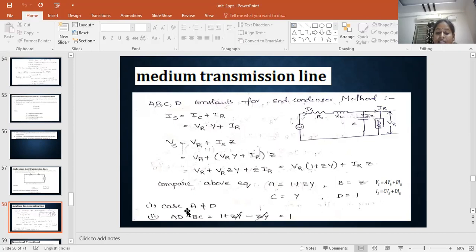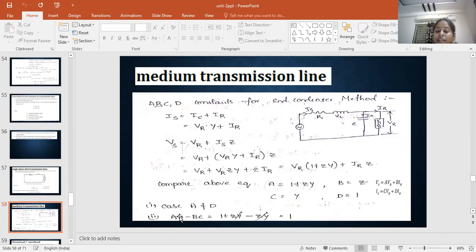In the first case, we can identify two conditions. The first condition is A equal to D. The A value is equal to 1 plus ZY and D equal to 1, so A is not equal to D. And the second condition is AD minus BC equal to 1. That can be satisfied. Mainly for the calculations, both conditions must be satisfied; only then can the ABCD constants be calculated for the method.